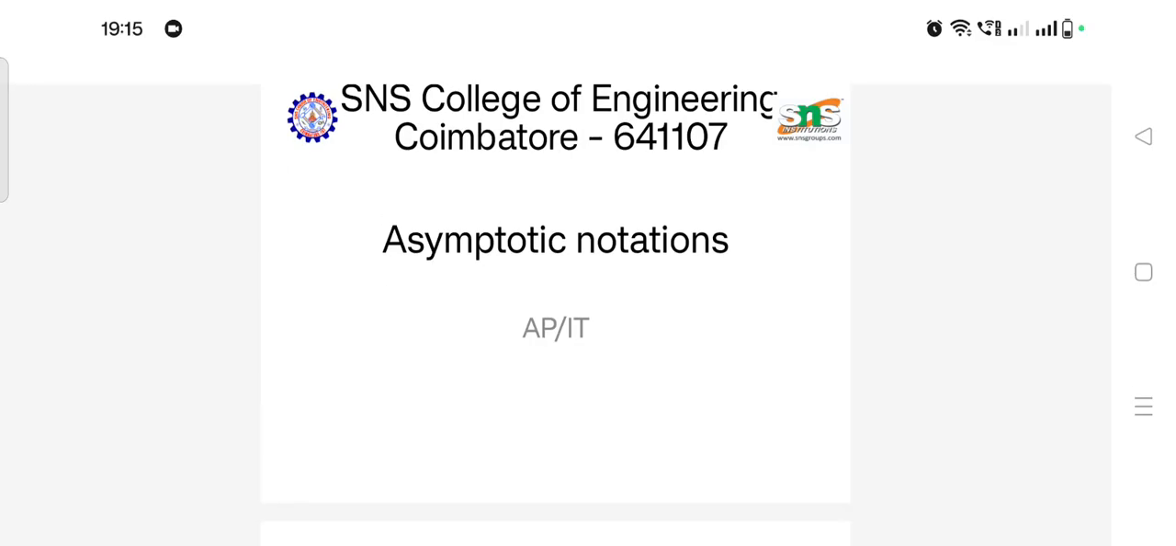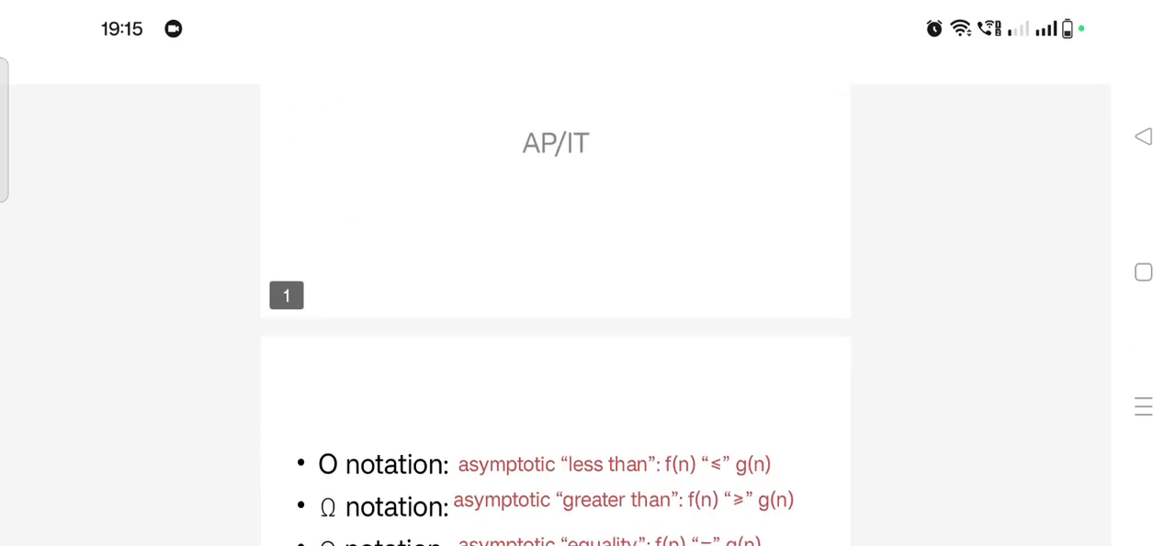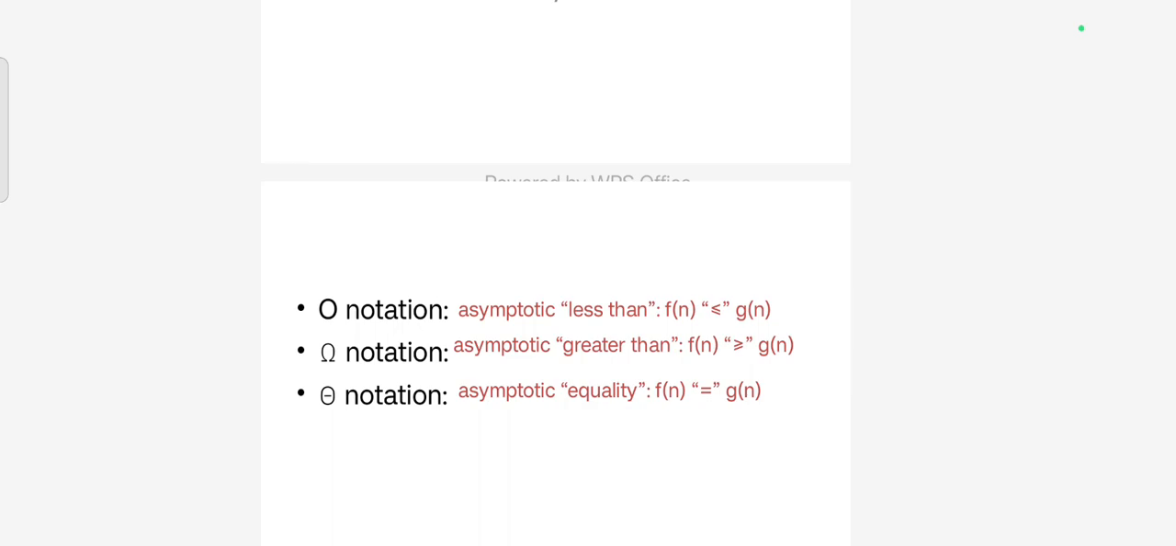Good morning all. Today we are going to see about the asymptotic notations in design and analysis of algorithms. We have three kinds of asymptotic notation: big O, big theta, and big omega. These are the three types of notations, and we also have small o, small theta, and small omega. But most probably we will be using the big O, big omega, and big theta notations.